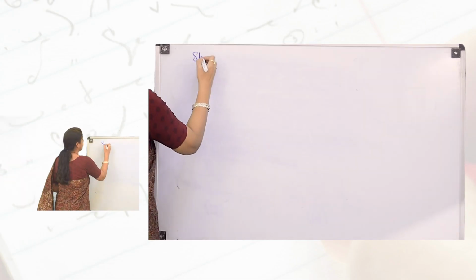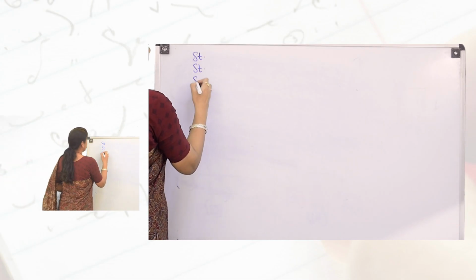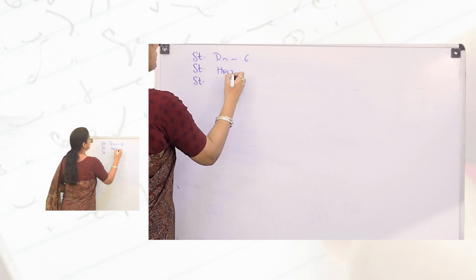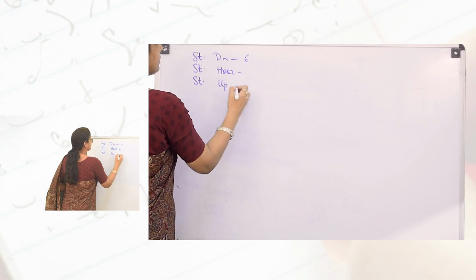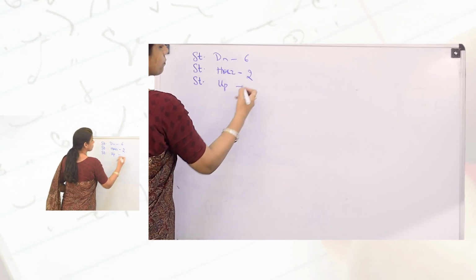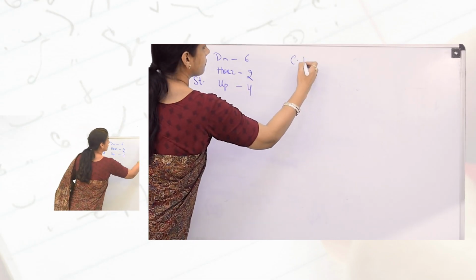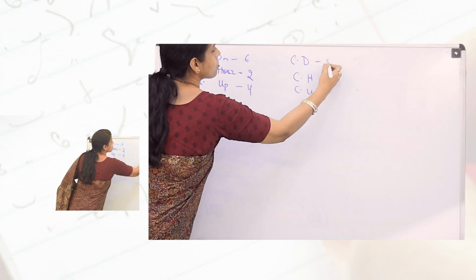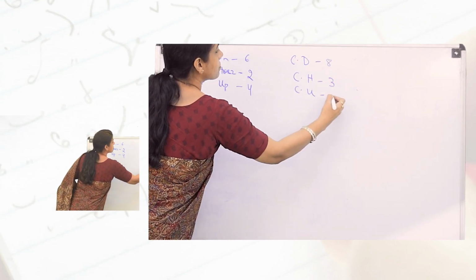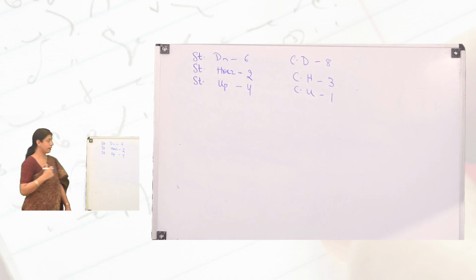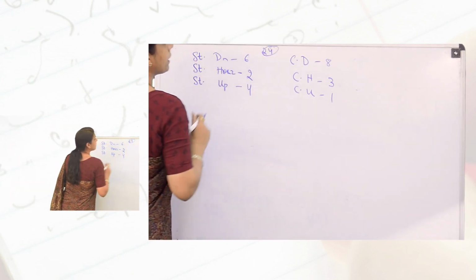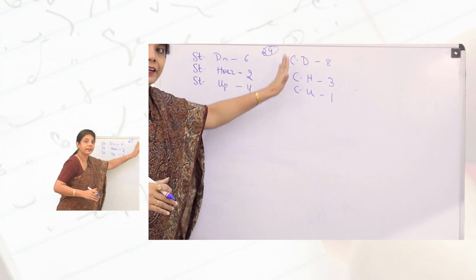Now we'll write the numbers here again. Straight downstrokes 6, straight horizontals 2, straight upstrokes 4, curved downstrokes 8, curved horizontals 3, and curved upstroke 1. So these are the total 24 consonants which have been divided into 6 categories.